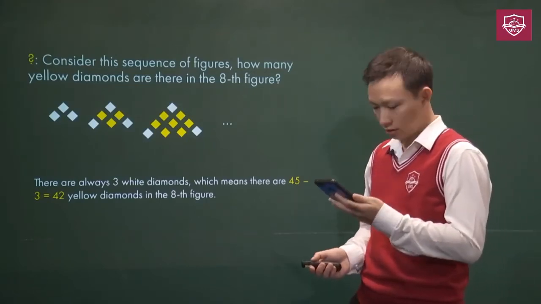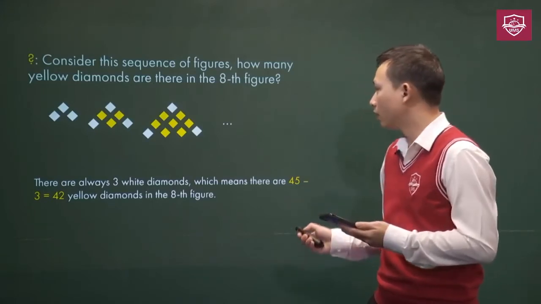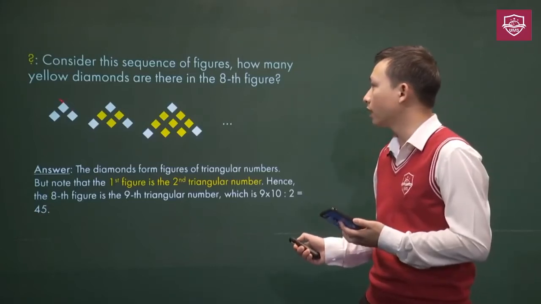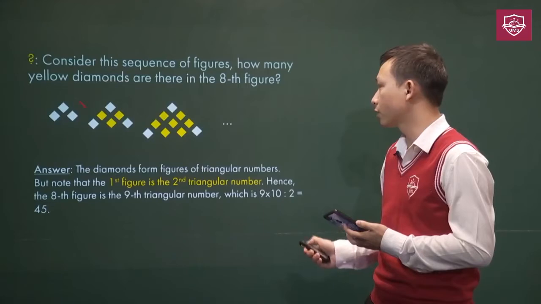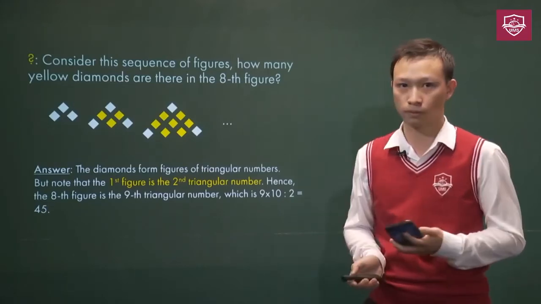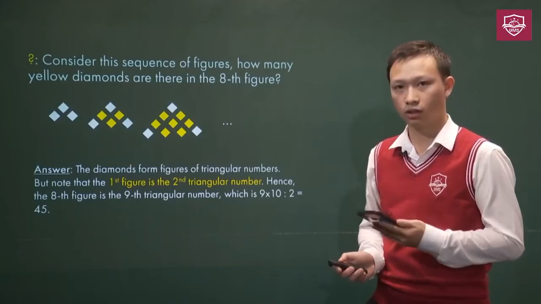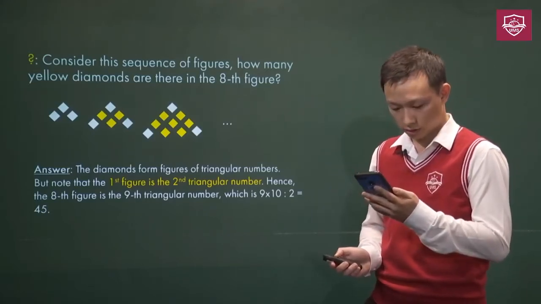Okay, because it's 42. Do you agree? A lot of you have made the mistake of thinking that the first figure is the first triangular number, but in fact, the first figure is the second triangular number. Okay, do you agree now? Before we move to the next part?